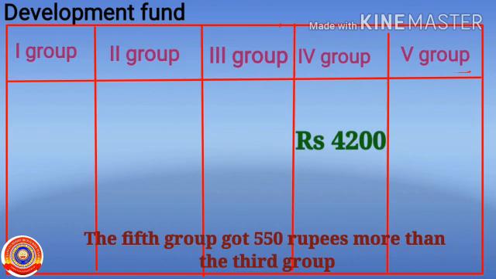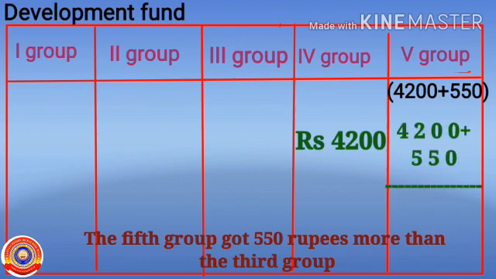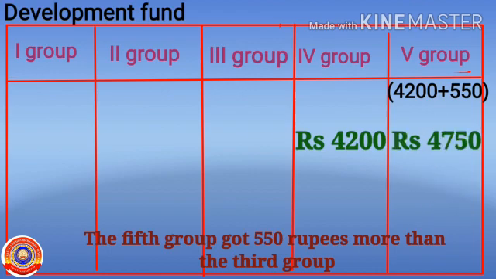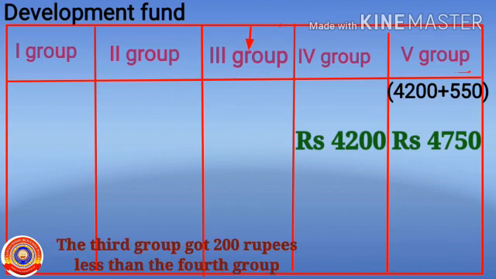4200. To find out the amount raised by fifth group, just add 4200 and 550. 4200 plus 550. 0 plus 0, 0. 0 plus 5, 5. 2 plus 5, 7. And 4 is here. 4750. So, the amount raised by fifth group, 4750 rupees.